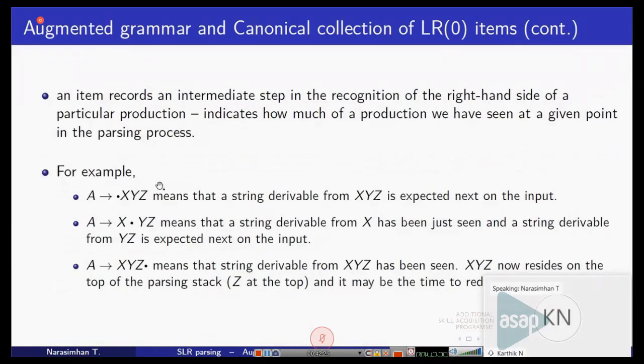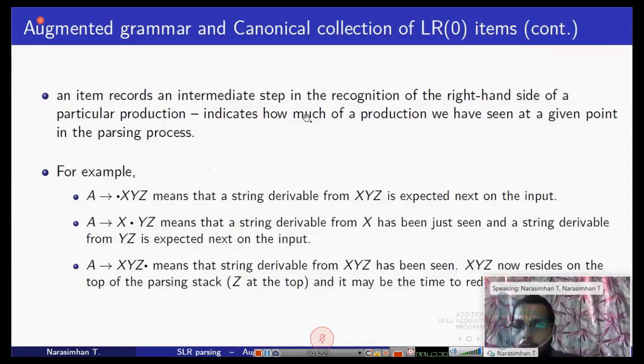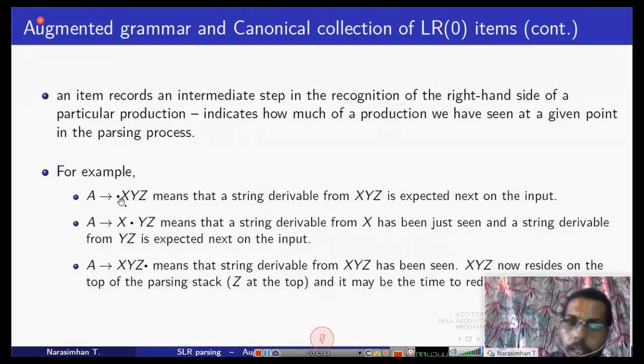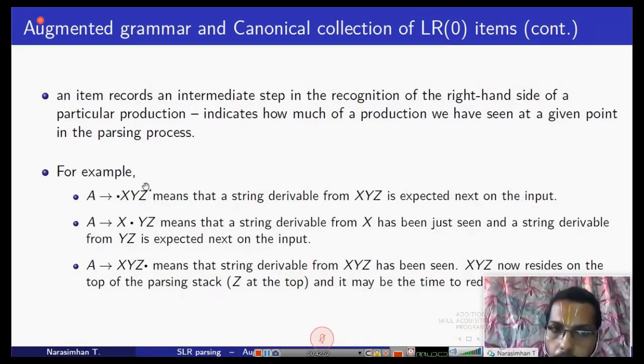Okay, so I will repeat this portion. As I told earlier, the dot indicates how much of the production we have seen at a given point in the parsing process, right? Consider this item A gives dot XYZ. This means that the dot is at the left end, so you have not seen anything on the input. In other words, you are expecting a string derivable from the sequence XYZ on the input.